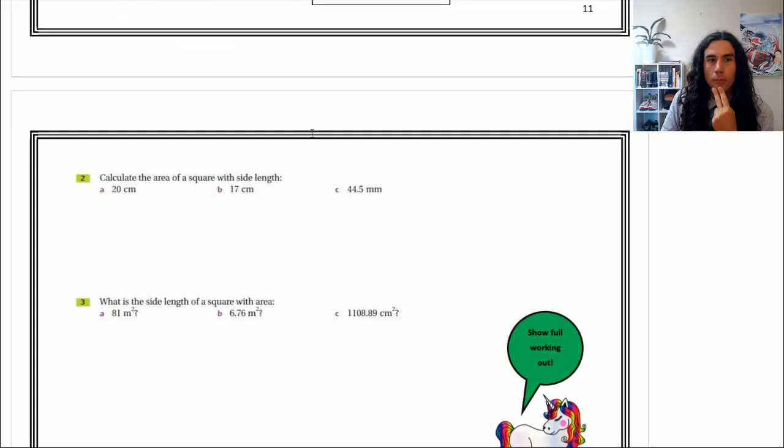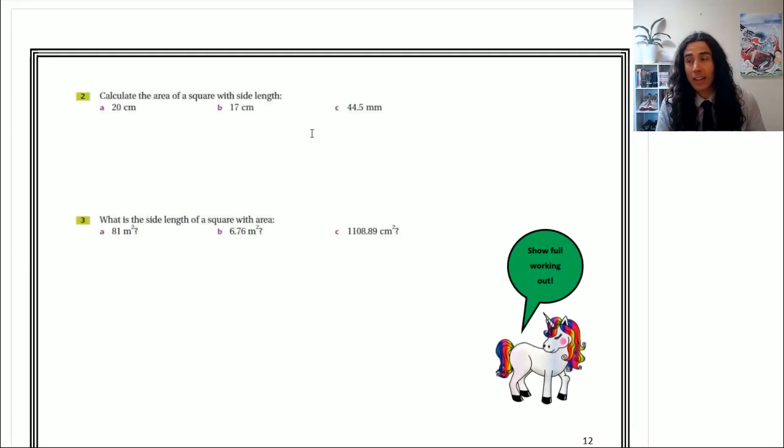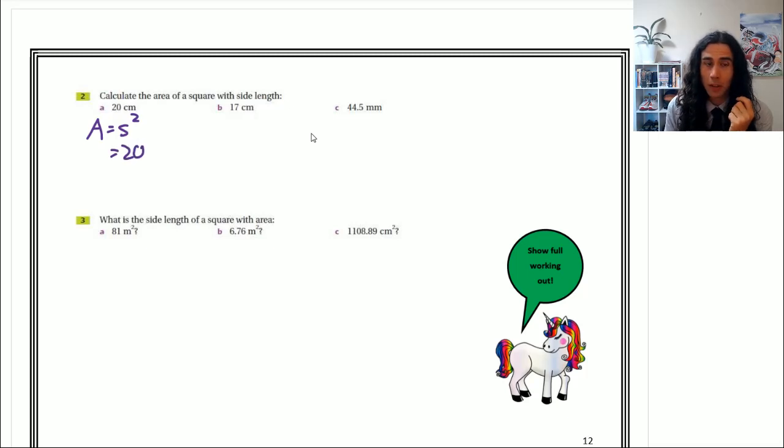All right. So now they didn't give you a diagram. So you can draw the diagram if you want, but in this case, it'd be a waste of time. So I want you to have a go at these, but I'll do the first one for you. So you write area equals s squared, because the side length here is 20. 20 squared is 400. And so we say 400. And the units are centimeters squared.